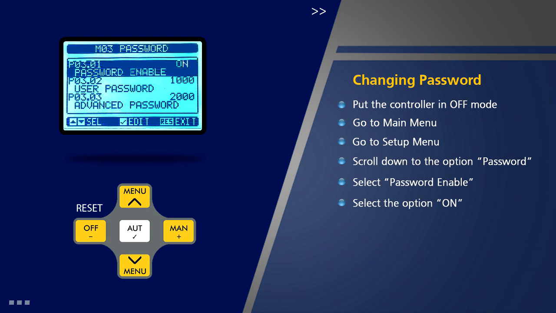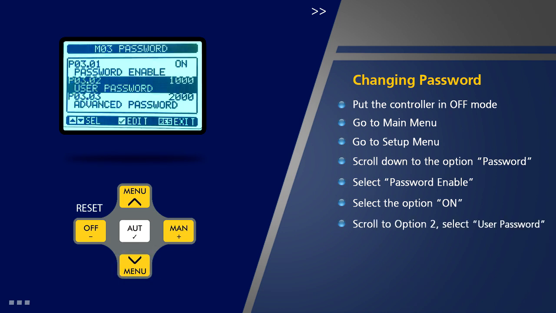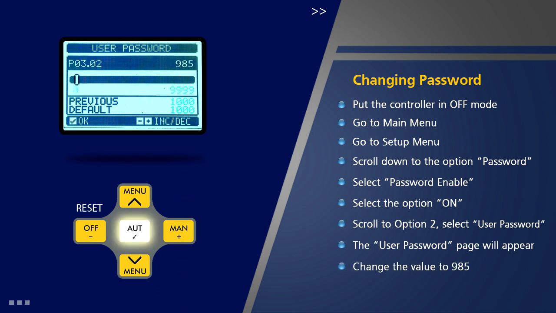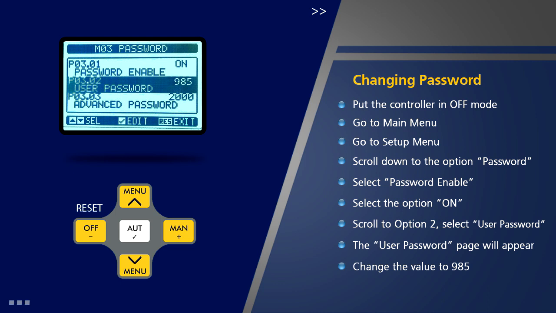Now scroll to option 2 on Password page, select User Password and press OK. The user password page will appear. The default password is set as 1000. You can change it to a smaller or bigger value by scrolling. Change the value to 985 and press OK. The user password is changed to 985.